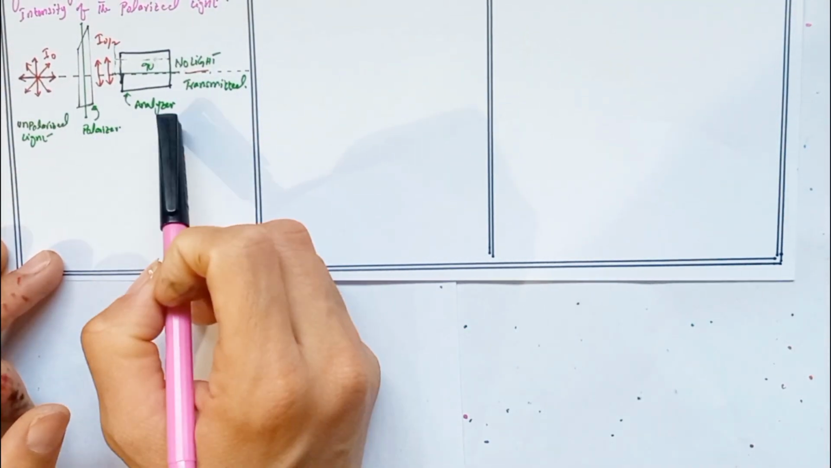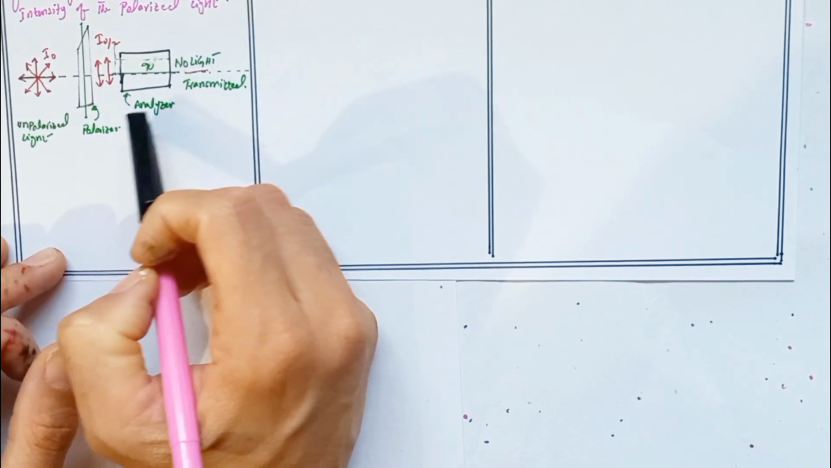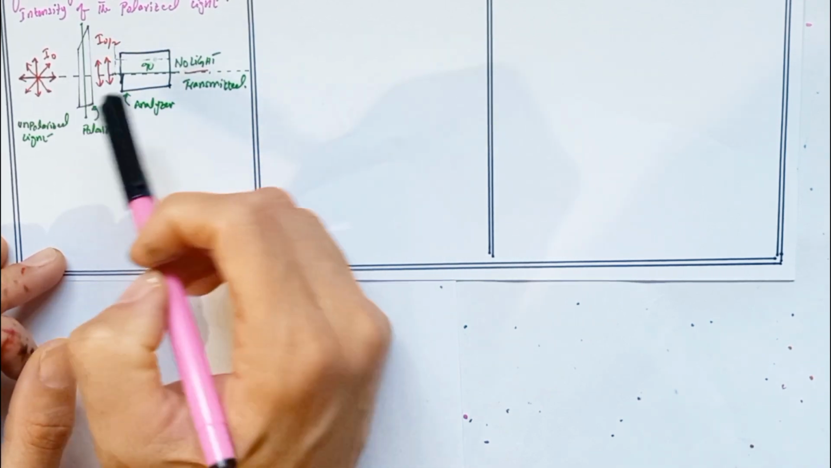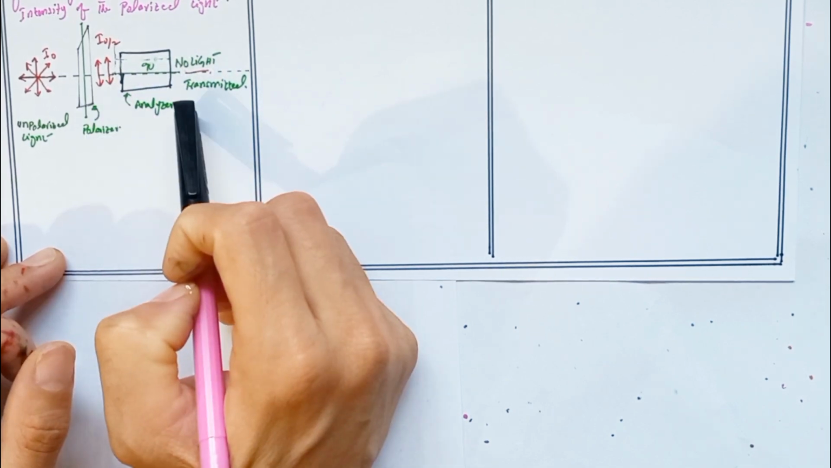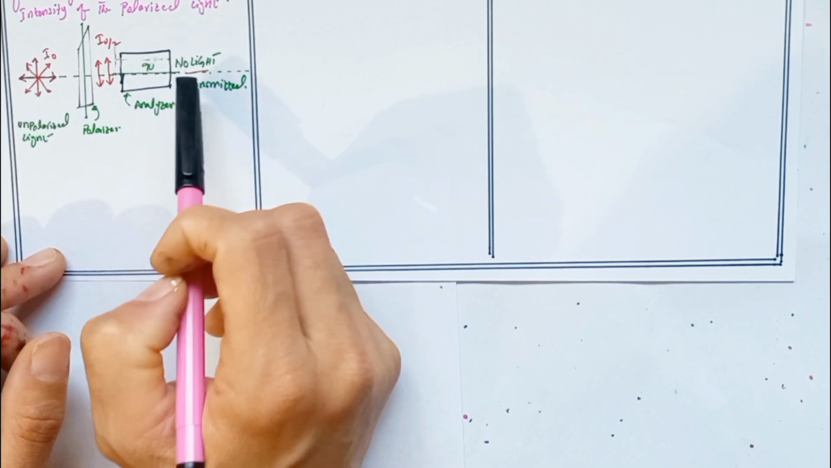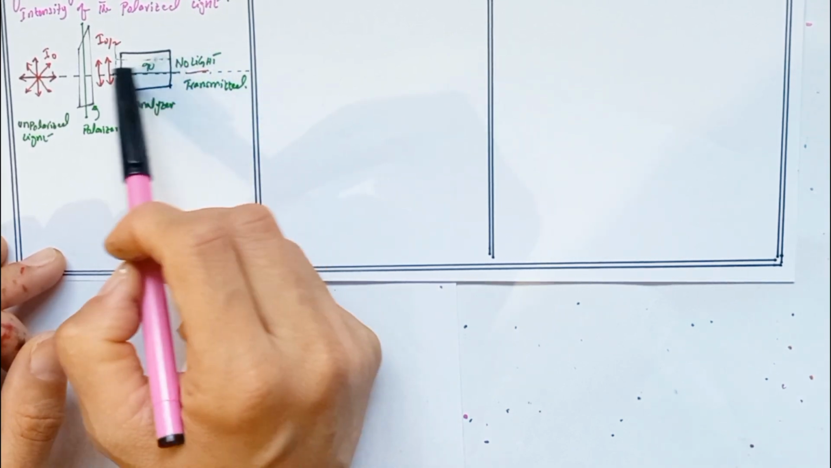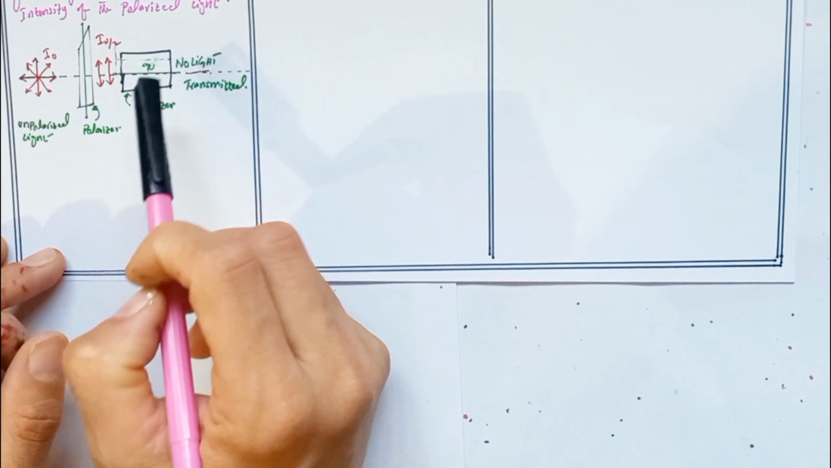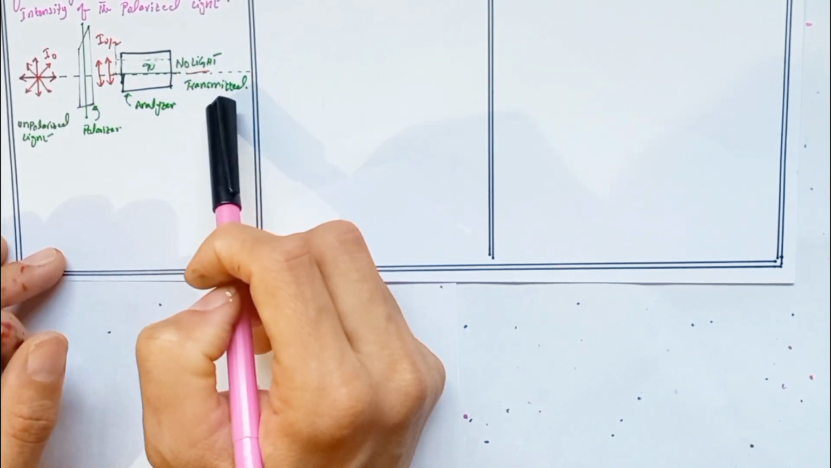When the polarizer and analyzer are not at the same angle, say the polarizer is vertical and the analyzer is horizontal, they make an angle of 90 degrees with each other. So when the polarized light passes through the analyzer, no light is transmitted, because the analyzer's transmission axis is horizontal and the polarized light is vertically polarized.